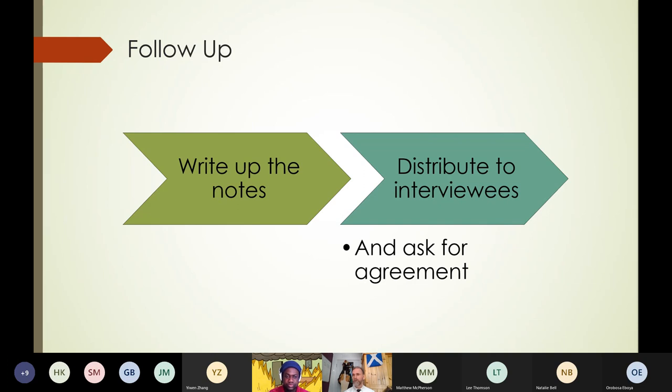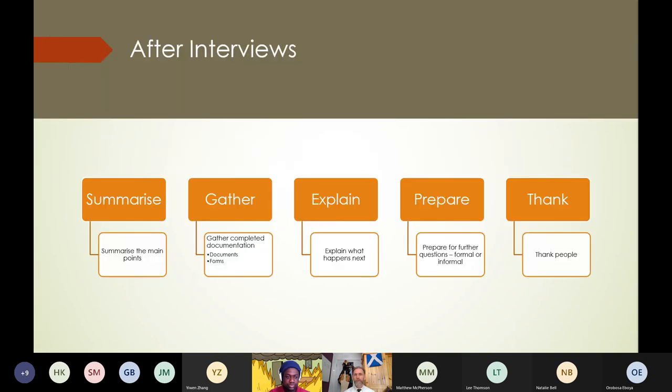So after it, you distribute them and say, are you okay with this? Is this what you meant to say? So you get the main points that you got out of them. Get all the documentation that may have come up when you've been talking about particular business processes. Explain to them what will happen next with it. And then start thinking about what other questions you're going to have. Because they're going to have follow-ups. The one thing you know is that when you talk to people, it will raise other questions. And please, please don't forget to thank them.